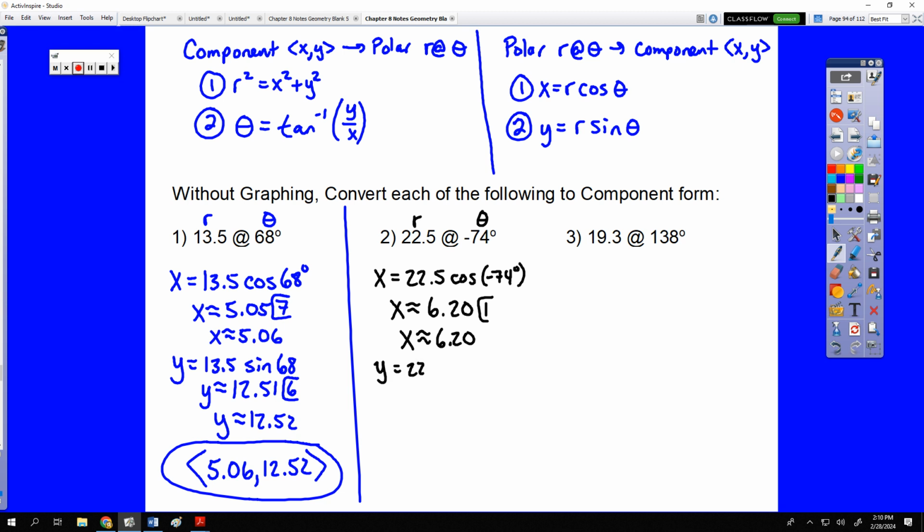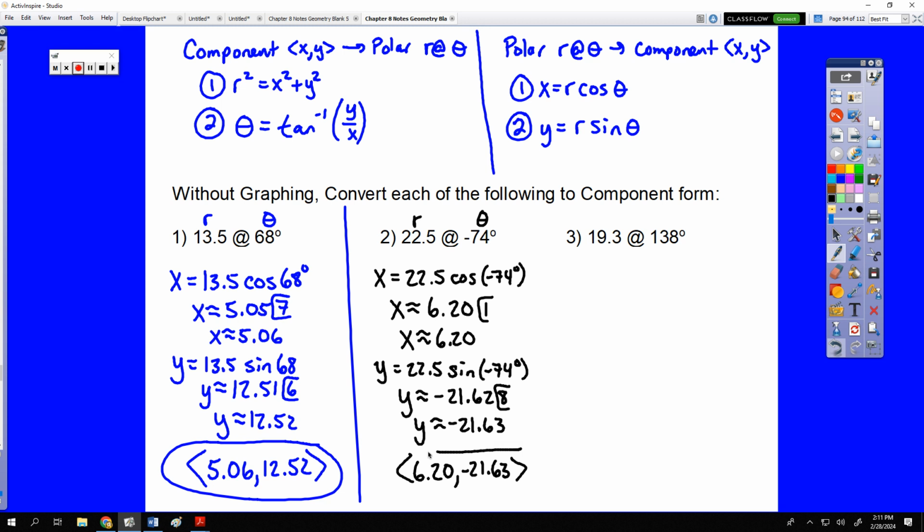Our y component would be 22.5 times the sine of negative 74 degrees. Again, that's in the fourth quadrant, so when we plug this into our calculator, it should not surprise us to see a negative number come out. So that gives us y is approximately negative 21.63. Again, we then write our answer in component notation, triangular brackets, x, comma, y.